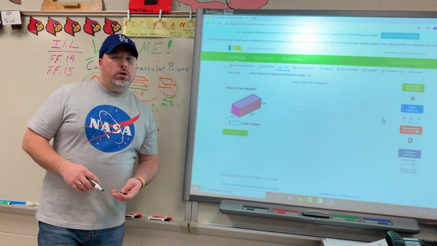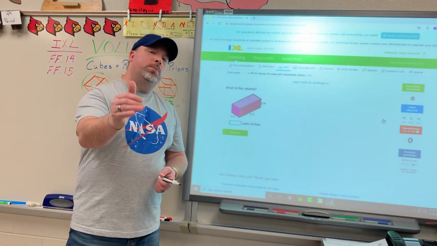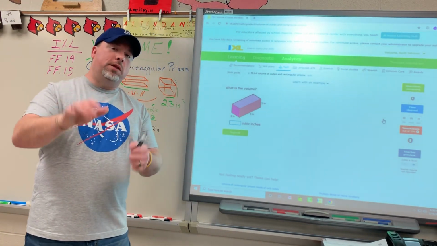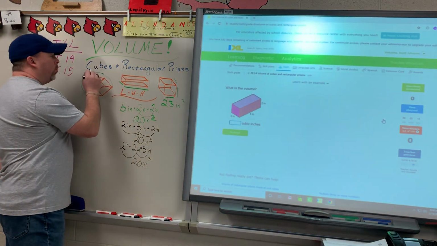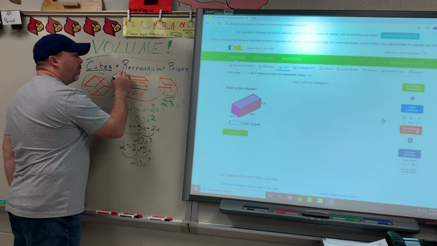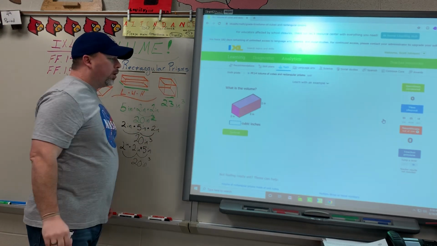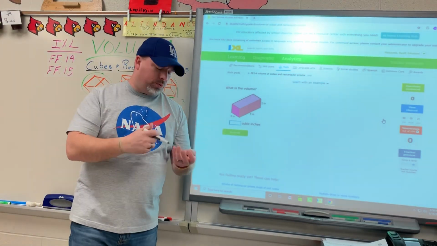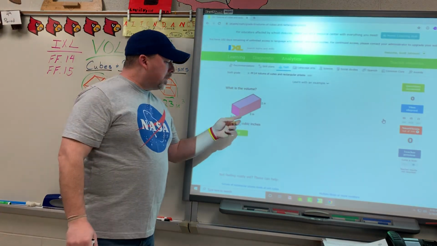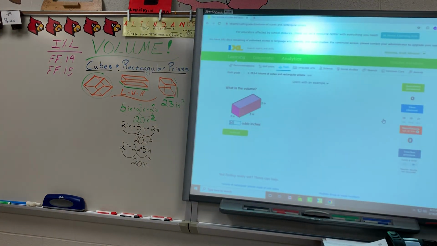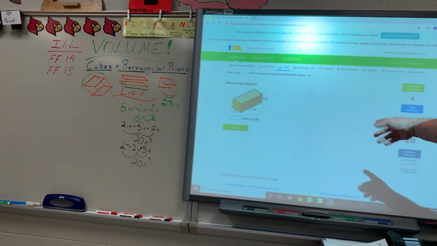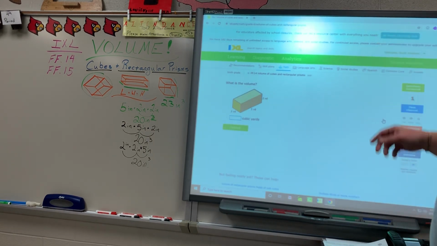When you're doing volume, don't worry. As long as you multiply the 3 numbers, you'll be perfectly fine. But remember, this form of volume only applies to cubes and rectangular prisms. In other words, it's got to look like that box that you're wrapping up. So 2 times 5 times 2, well, that's 20. And then we see my SMART score hop up, right?